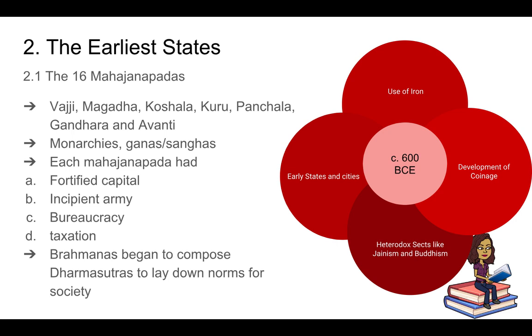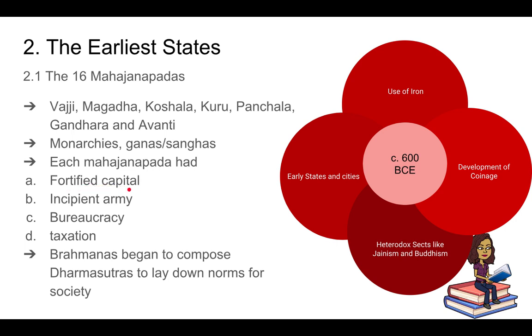Now, each of these 16 Mahajanapadas had different kinds of political structures. Some were hereditary monarchies like Magadha or Kuru or Panchala. Some were Ganas and Sanghas like the Vajjis. Each Mahajanapada had a fortified capital. So, these were some of the common features of all of these Mahajanapadas.